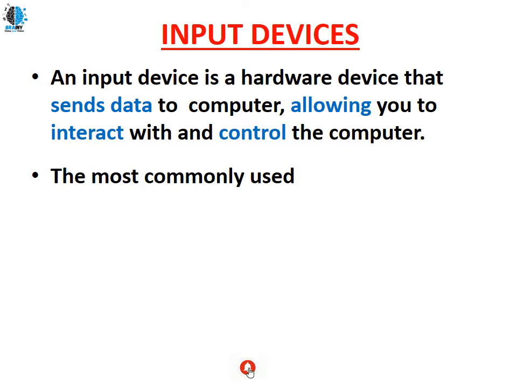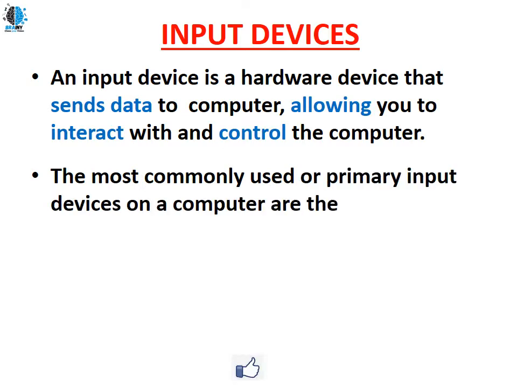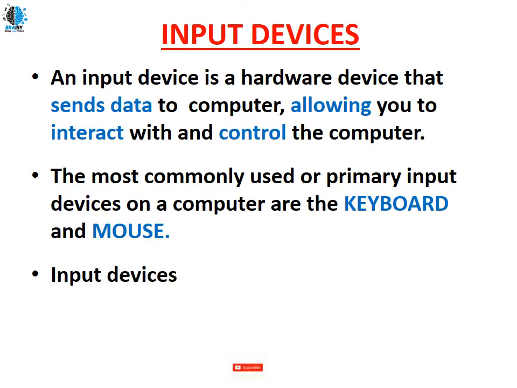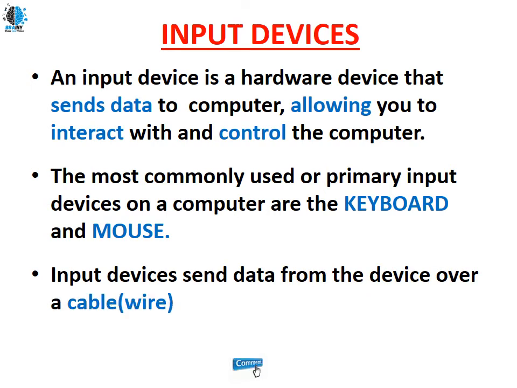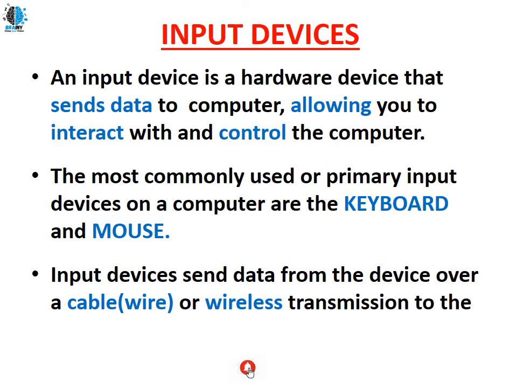The most commonly used or primary input devices on a computer are the keyboard and mouse. The input devices send data from the device over a cable, wire or wireless transmission to the computer. So sometimes we can have the keyboard and mouse directly connected to the computer system with the help of a wire. Sometimes we can have this connection wireless. In this way we can send the data to the computer system.